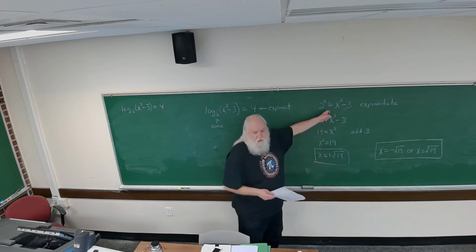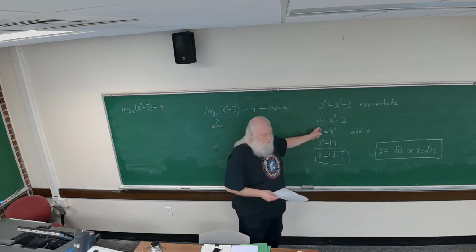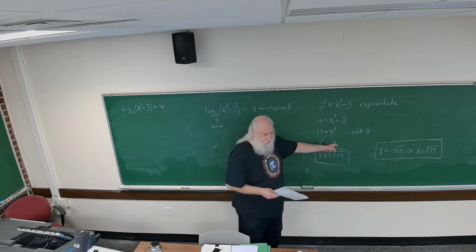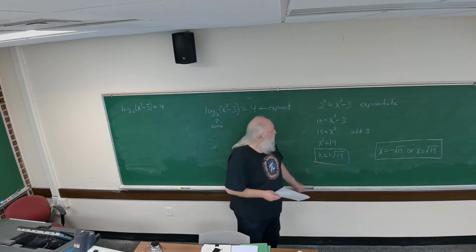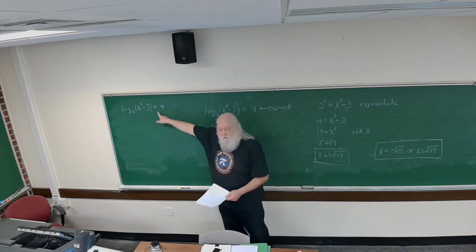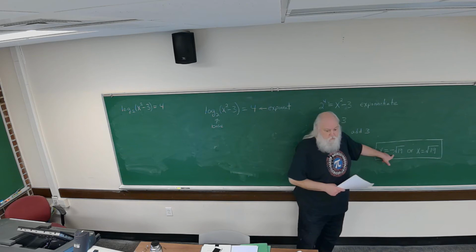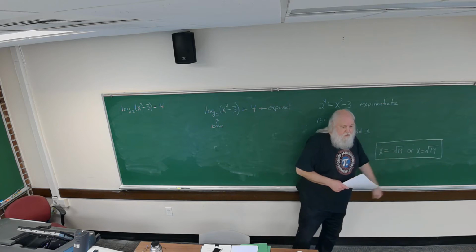You can see this is shaping up to be a quadratic. So 2 to the 4th is equal to 16. We add 3 to both sides, and we get 19 is equal to x squared. We switch both sides, so x squared is equal to 19. Then we take the square root of both sides using the square root method, and we get x is equal to plus or minus the square root of 19. So there are two solutions to our original logarithmic equation: x equals minus square root of 19 is one solution, and x equals square root of 19 is the other solution.